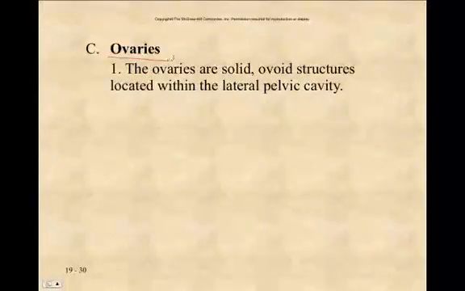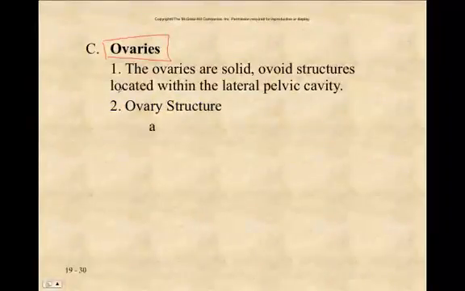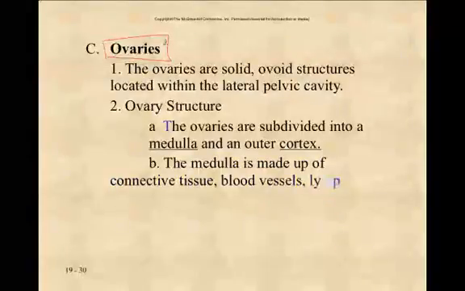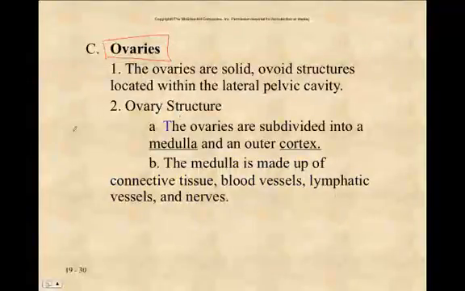So let's talk about what happens in the ovaries. The ovaries are going to be these solid, kind of oval-shaped structures that are located within the lateral pelvic cavity. So again, in the pelvic cavity, off to either side. And the ovaries are going to be subdivided into the medulla, and I'm going to show you a picture of this in just a minute. The medulla towards the inside, and then the outer cortex.